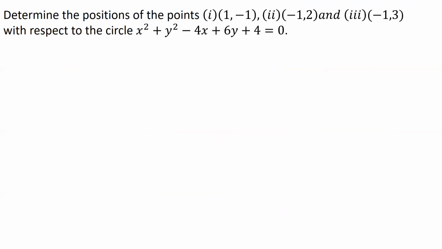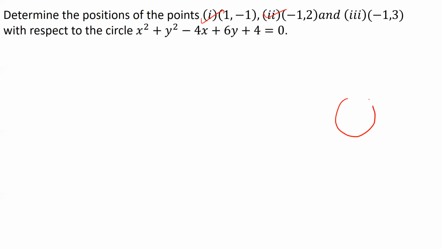Next, determine the positions of the points. We are given these 3 points, point number 1, 2 and 3, and we need to find out their positions with respect to this circle. With respect to a circle means, suppose our required circle is this. Now for these 3 points, we need to figure out whether any particular point lies inside the circle, lies on the circle, or lies outside the circle. So it's worth noting how to figure it out and what is the trick behind it.